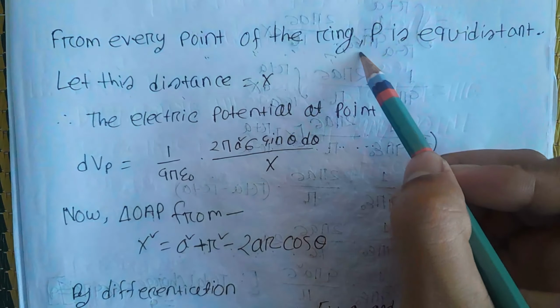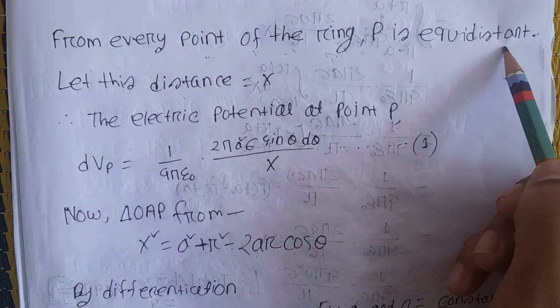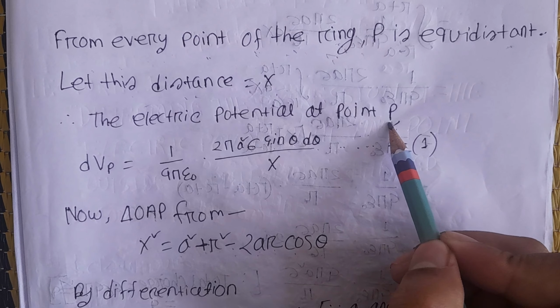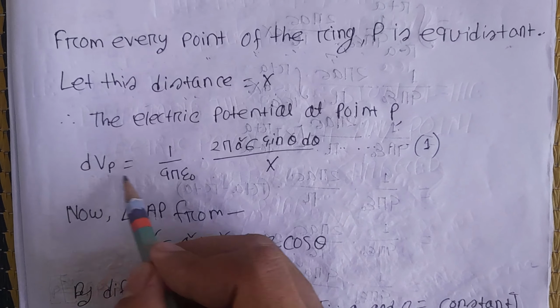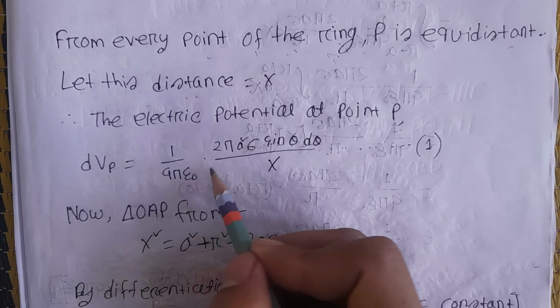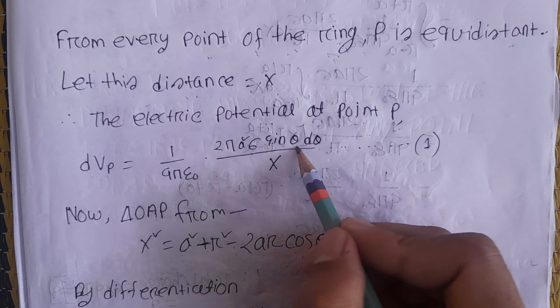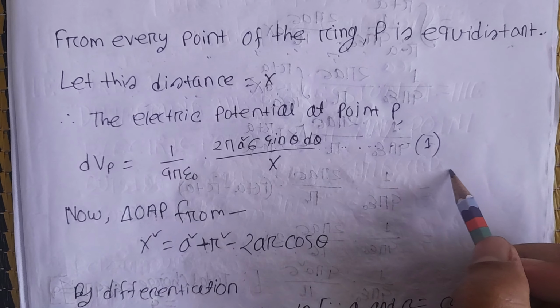From every point of the ring, P is equidistant. Let this distance equal x. The electric potential at point P, dVp equal 1 by 4 pi epsilon naught into 2 pi a square sigma sin theta d theta by x. Equation number 1.